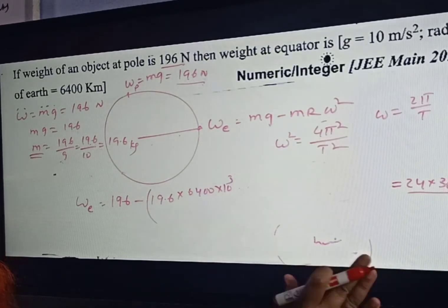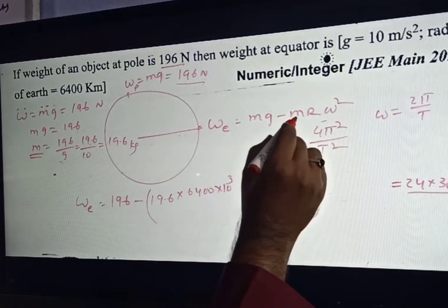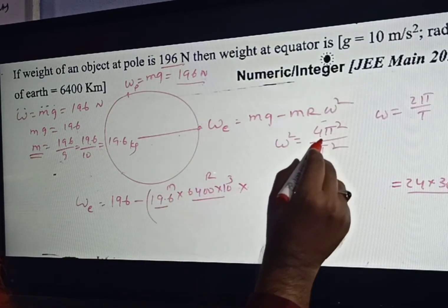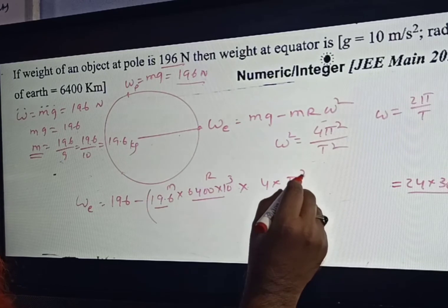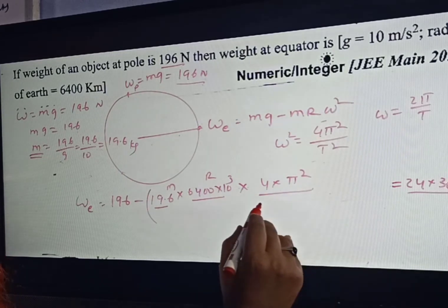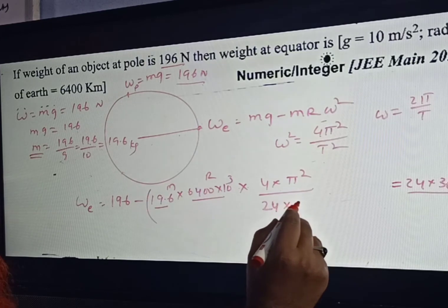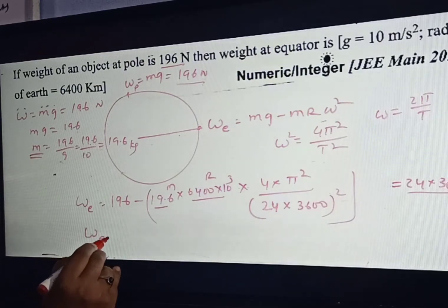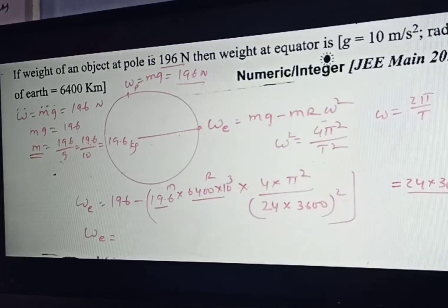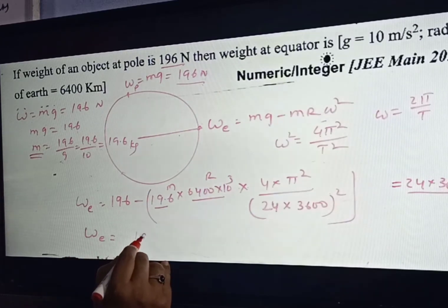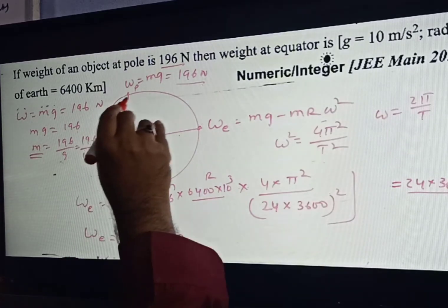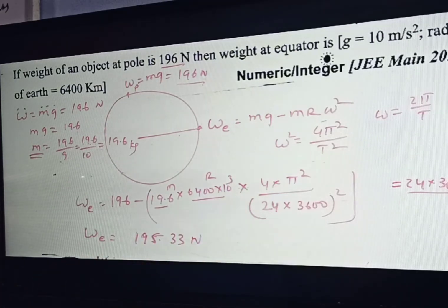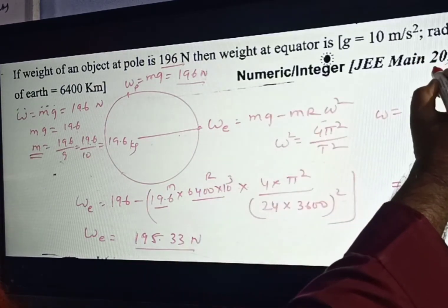So next, what are you going to do here? You wrote m and r, this is r, this is m, into 4 pi square by T square. What is T square here? 24 into 3600 whole square. If you do this, how much are you going to get? You just see, exactly 195.33 newtons you are going to get. So this is the answer for this problem which was asked in 2020.